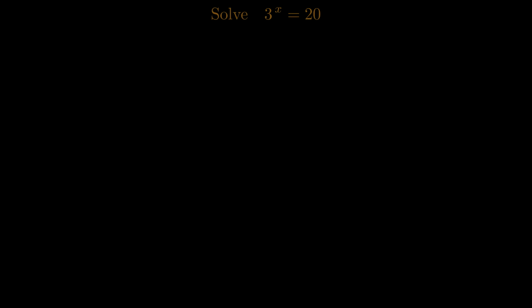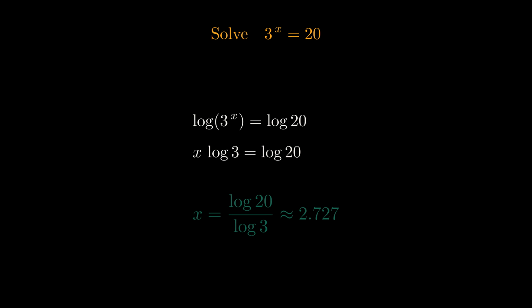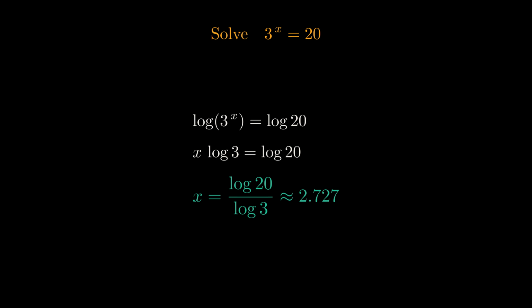Part C. An exponential equation. 3 to the x equals 20. Take logs of both sides, then divide. x is log 20 over log 3, about 2.727, which sits nicely between 2 and 3, just as we'd expect.